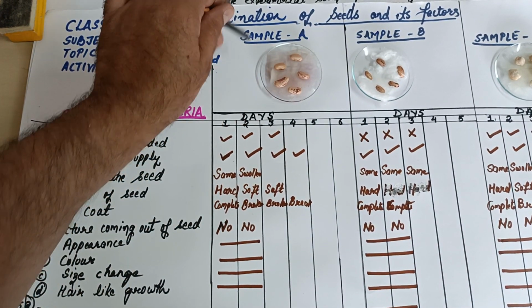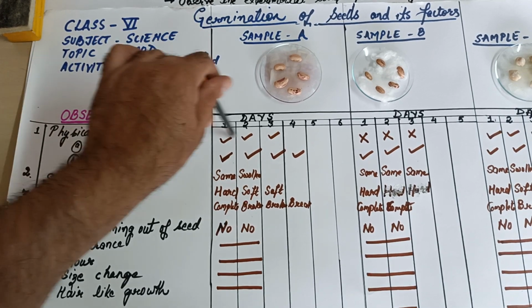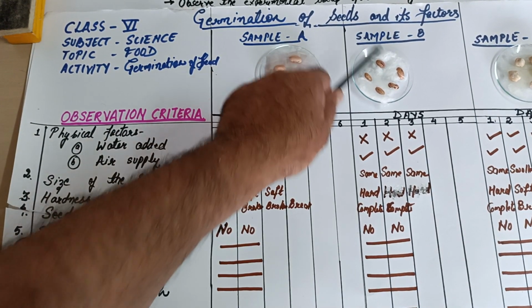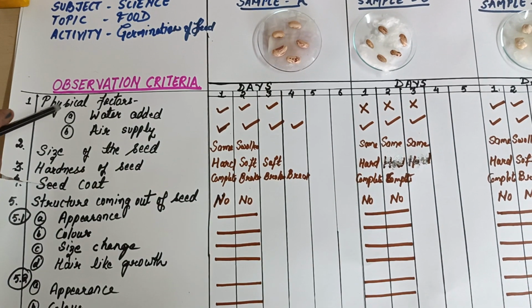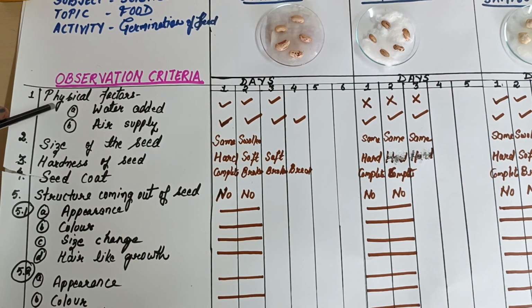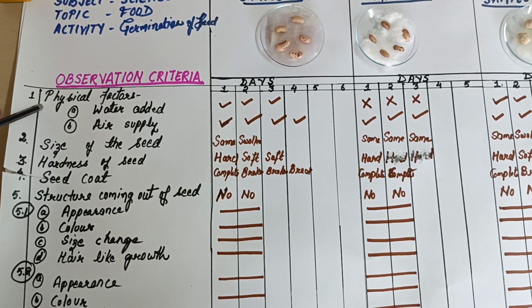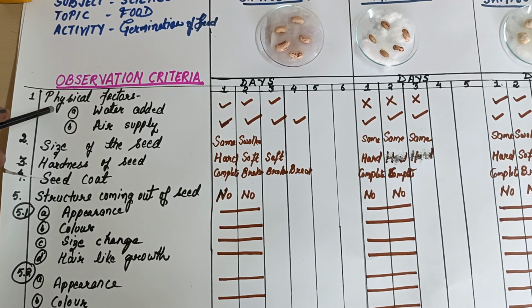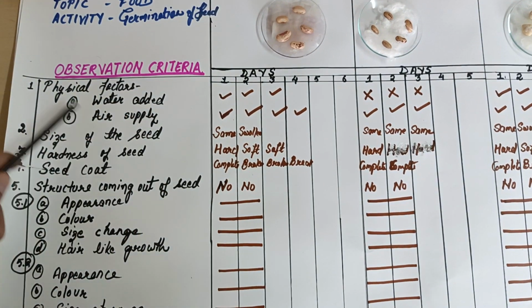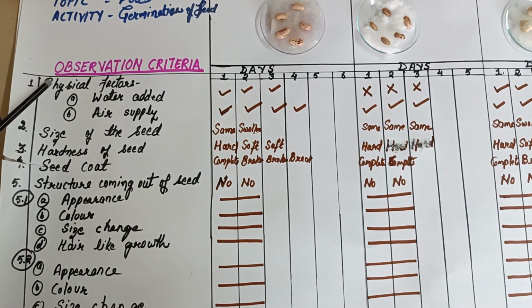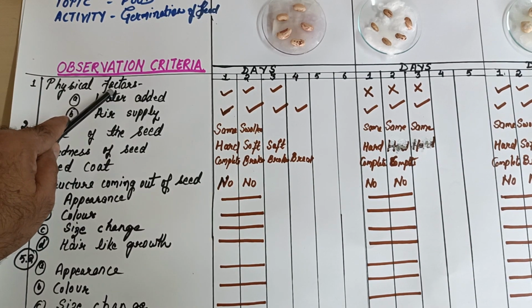This table for sample A has been divided into 6 days. Similarly, sample B has also been divided into days. Factors are written on this side. Now let us go to check the factors on daily basis. So we come on to the observation criteria number 1, that is physical factors.